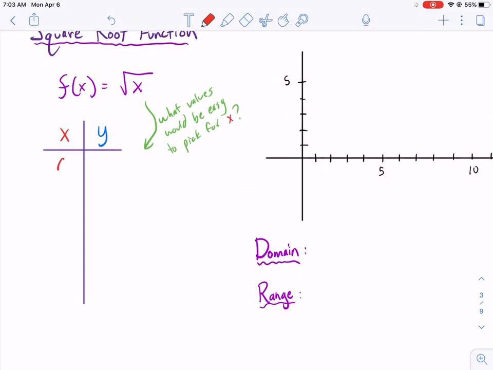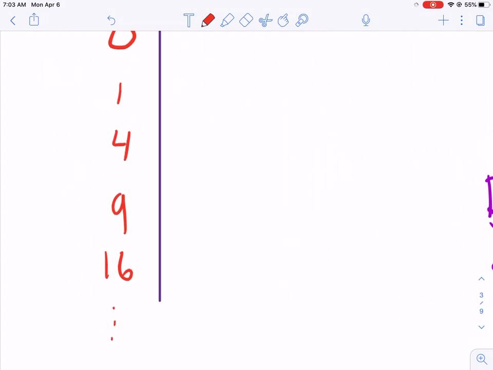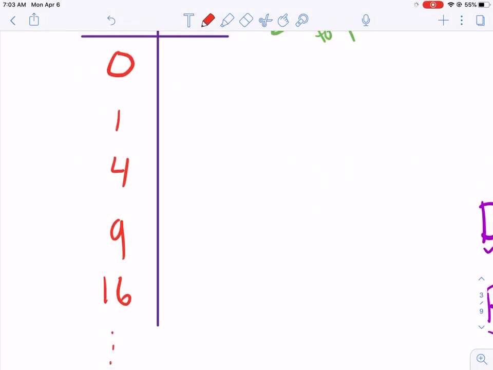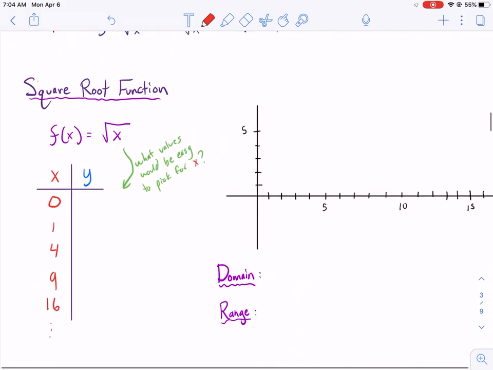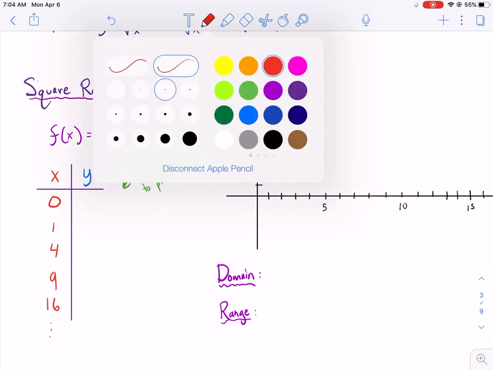So the first number I'm going to pick is 0. I'm going to pick 1. I'm going to pick 4, 9, 16, and so on. I hope you figured out my pattern. The pattern I picked is that these are all perfect squares, okay? So perfect squares are going to help us immensely because it'll make our lives easier when we actually take the square root to find our y.